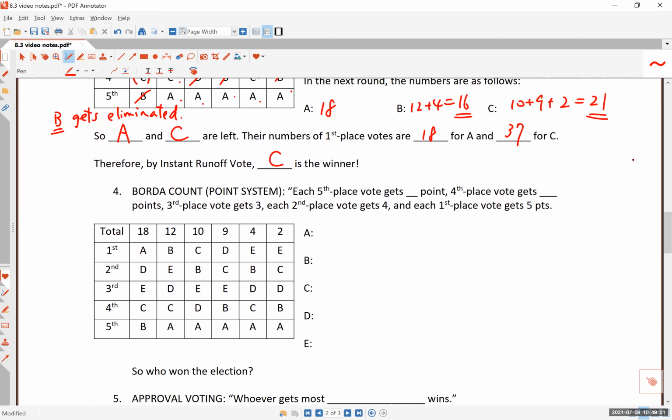All right, number 4, and this may be a pretty intuitive one. This is often used in choosing, like, the MVP in a sport or something, and it is to give points. Okay? It makes sense, right?